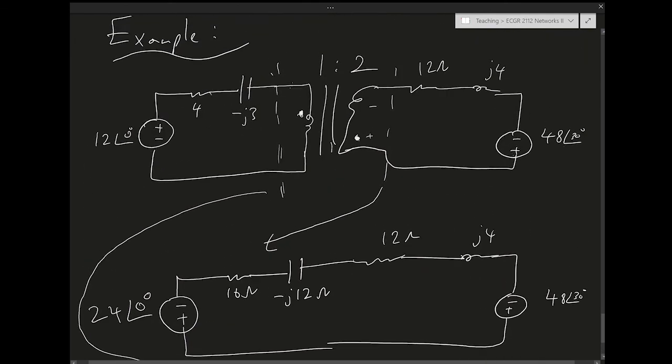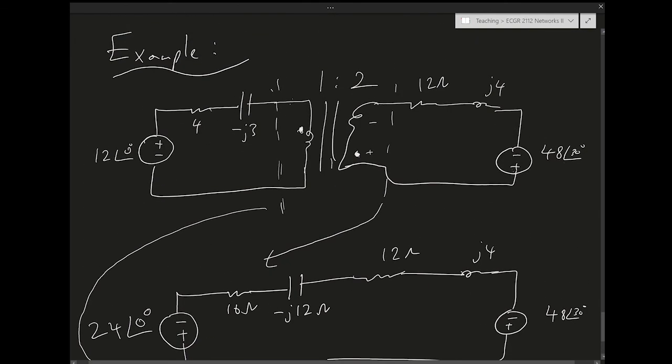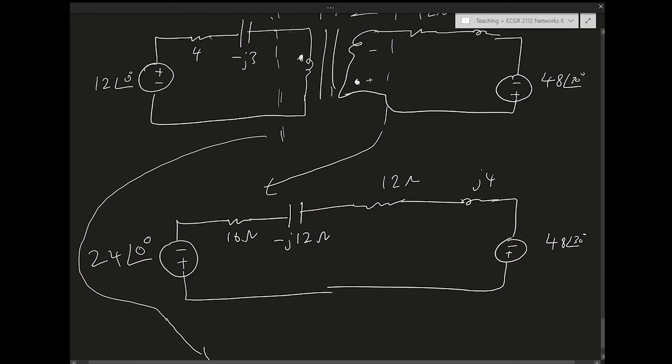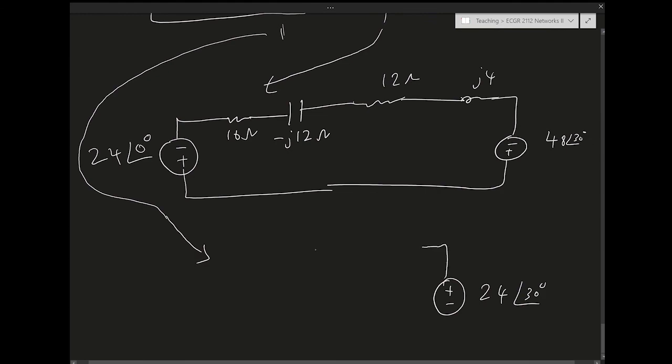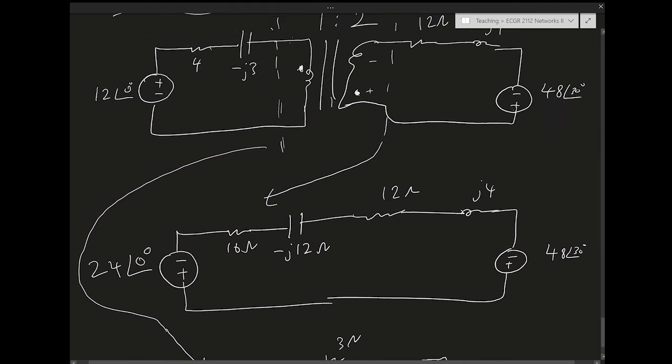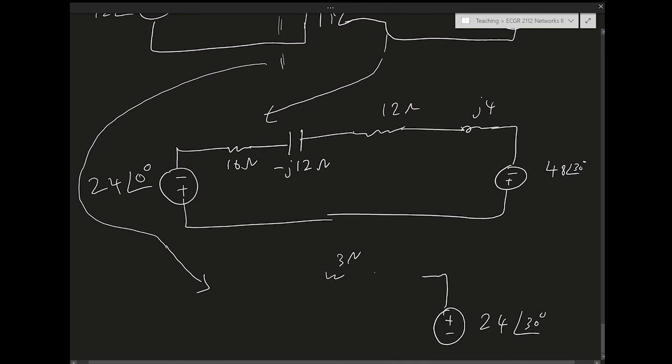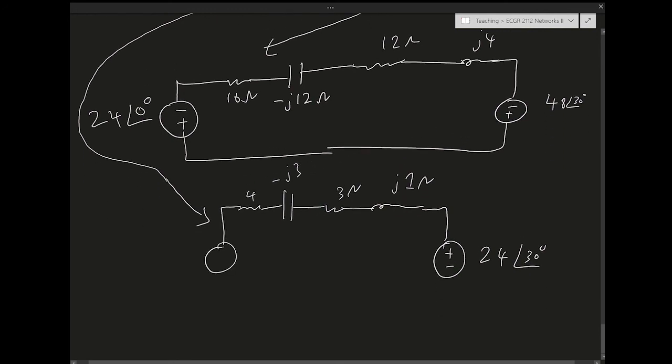And now for the equivalent impedance, I shorted the voltage source, and what I'm doing here is I'm reflecting the secondary to the primary. So in this case, I divide by n squared, so I divide by 4. So 12 divided by 4 is going to be 3 ohms, and J4 is going to be just J1 ohms. Right? And then I do the rest of the circuit. Minus J3, 4, and then the 12 volts, 0.